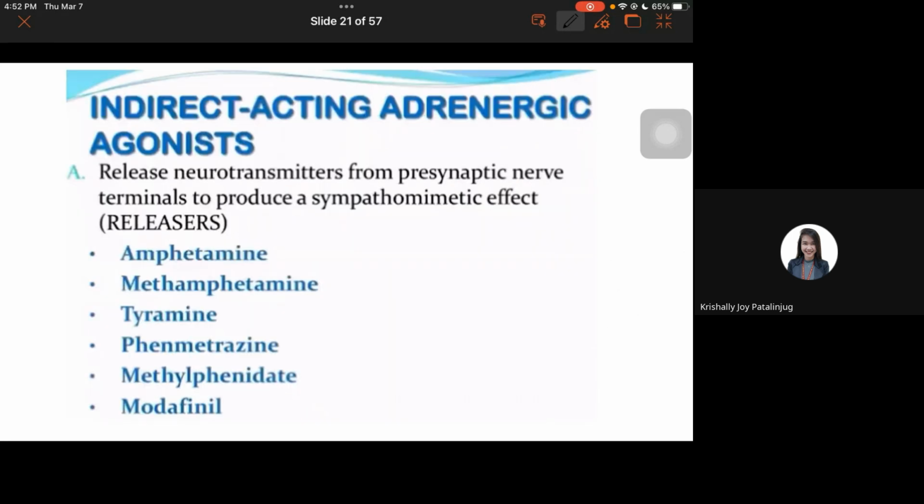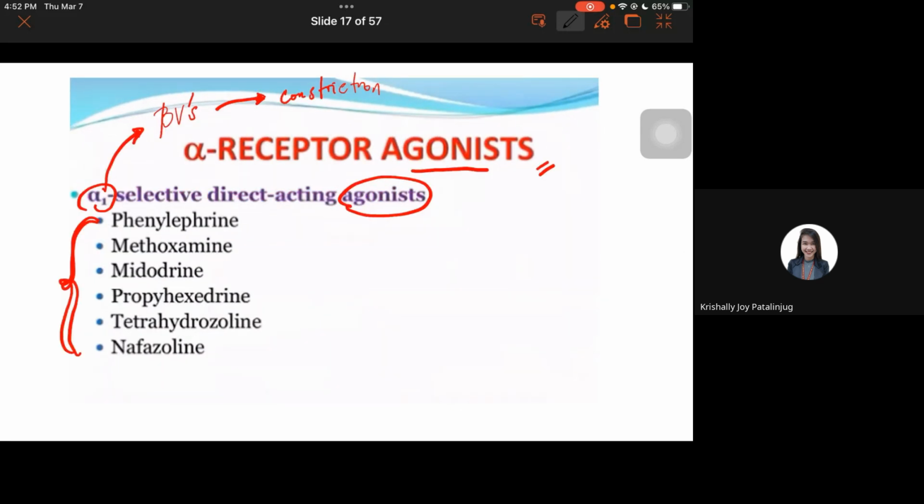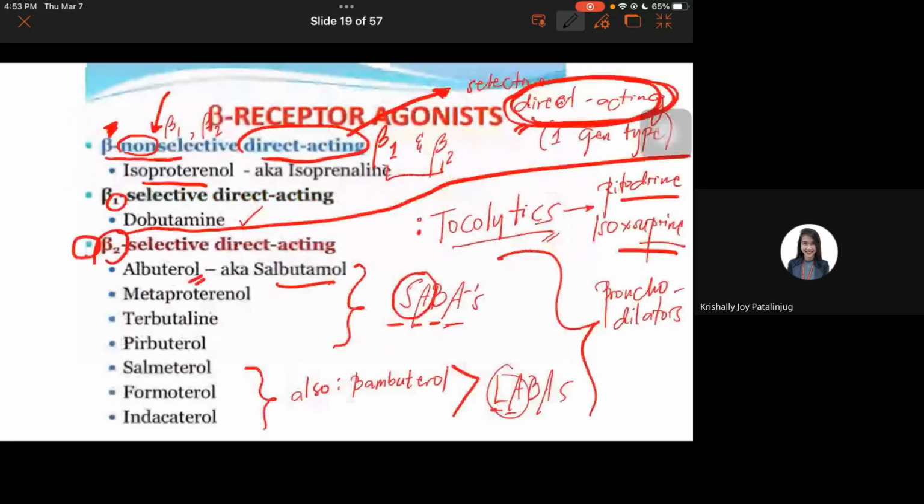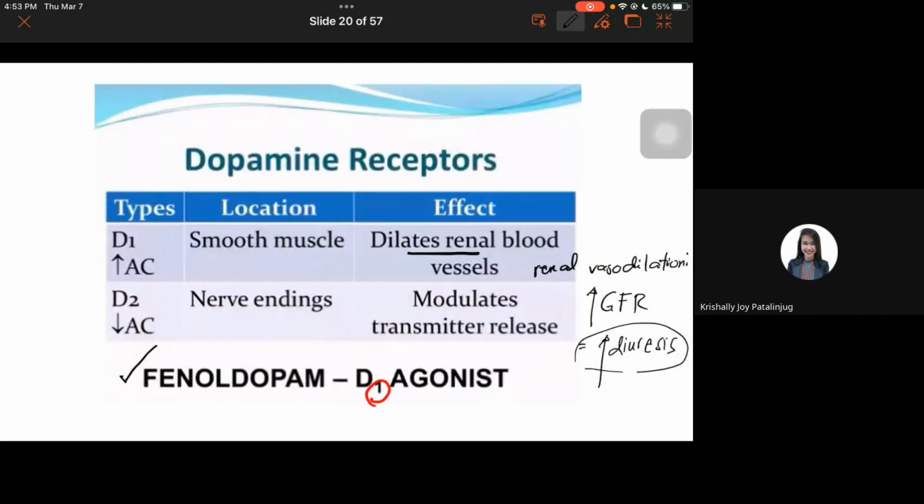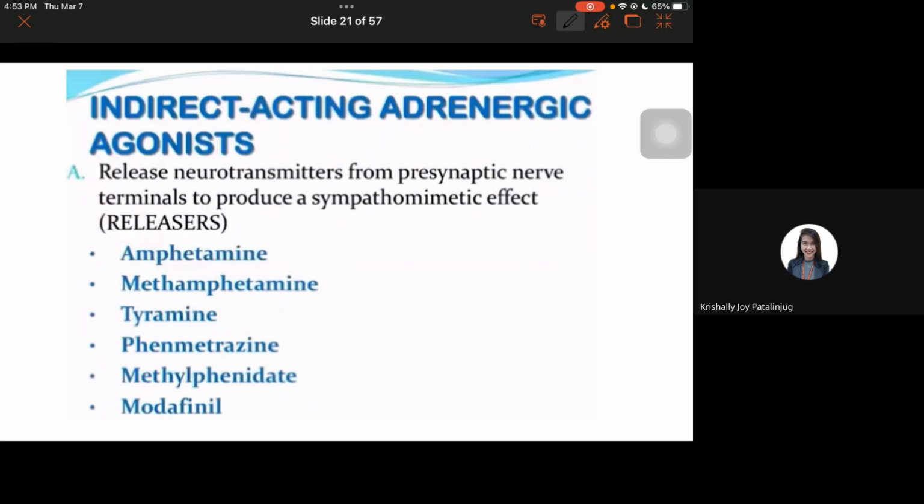Okay, sige. So done with direct acting. So this time, para di mawala, we were able to mention, no, ano yung mga halimbawa ng mga direct acting selective agonists. We have the alpha receptor agonist, and beta receptor agonist, and then dopamine agonist. So done with direct acting.